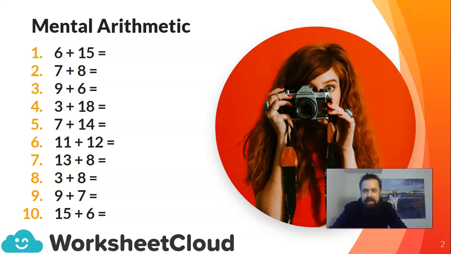Time's up. Let's see how you did. 6 plus 15 is 21. 7 plus 8 is 15. 9 plus 6 is 15. 3 plus 18 is 21. 7 plus 14 is 21. 11 plus 12 is 23. 13 plus 8 is 21. 3 plus 8 is 11. 9 plus 7 is 16. 15 plus 6 is 21.